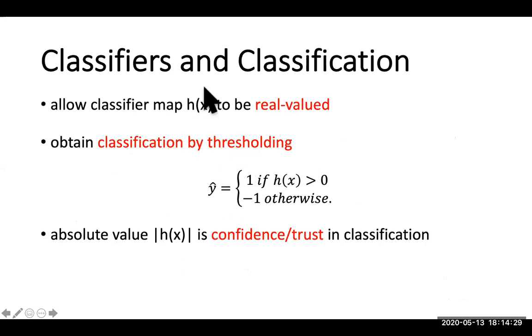So we can say, I compute the classifier map and it gives a positive number, then I say, okay, this label seems to be +1 or -1 if the predictor of the classifier map is smaller or equal than 0. So I can always get the classification by thresholding this real number. What is more, if I use a real number, I can also use the absolute value, and we will use this absolute value to represent the confidence or the trust in the classification. And this is very important.